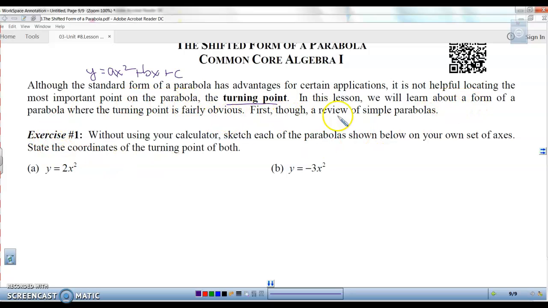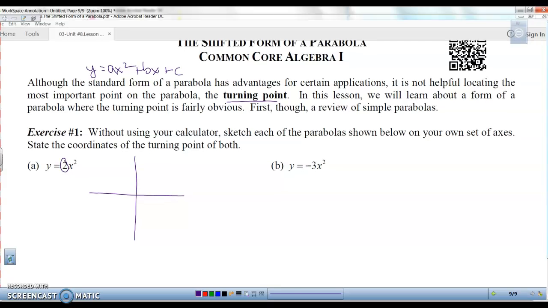So first, though, a review of simple parabolas. Okay, so if I wanted to sketch y equals 2x squared, first of all, on my axes, which way is this parabola going to point? Well, look at the leading coefficient right here. The leading coefficient is 2, which is a positive number. Which way is the parabola going to point? It's going to point up.